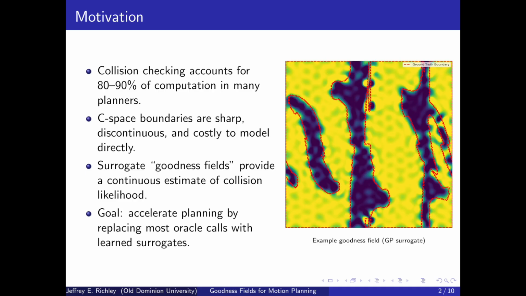The goal is not to replace classical planning algorithms, but to accelerate them by allowing sampling, pruning, and control relevant decisions to be guided by learned surrogate models instead of a repeated geometric evaluation.